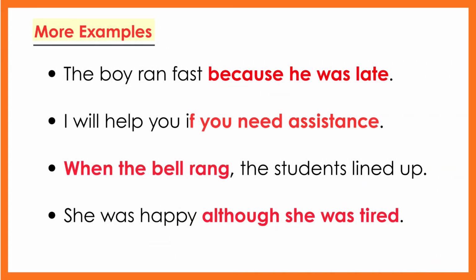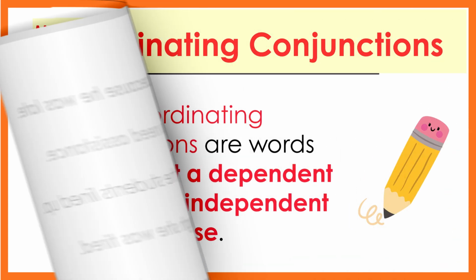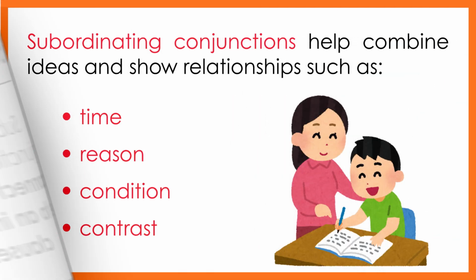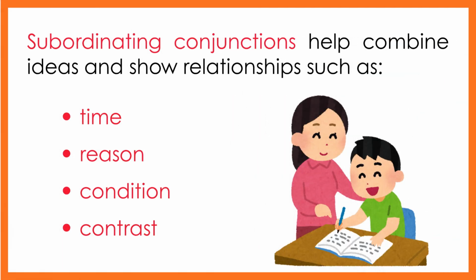More examples. The boy ran fast because he was late. I will help you if you need assistance. When the bell rang, the students lined up. She was happy although she was tired. Subordinating conjunctions. Subordinating conjunctions are words that connect a dependent clause to an independent clause. Subordinating conjunctions help combine ideas and show relationships such as time, reason, condition, contrast.